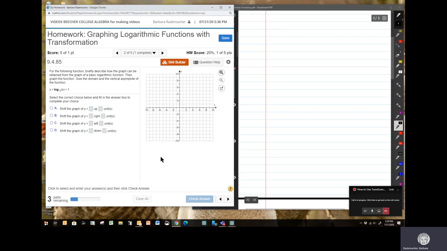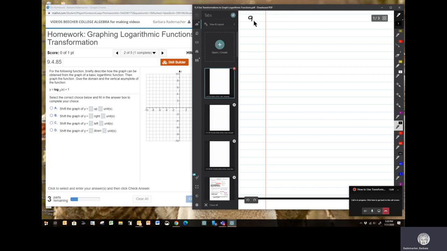Wow. Okay, for the following function, briefly describe how the graph can be obtained from the graph of a basic logarithmic function. Then graph the function, give the domain and the vertical asymptote of the function. Okay, so here's what we're dealing with now, and I really need to put these numbers beside it so I can find them again.